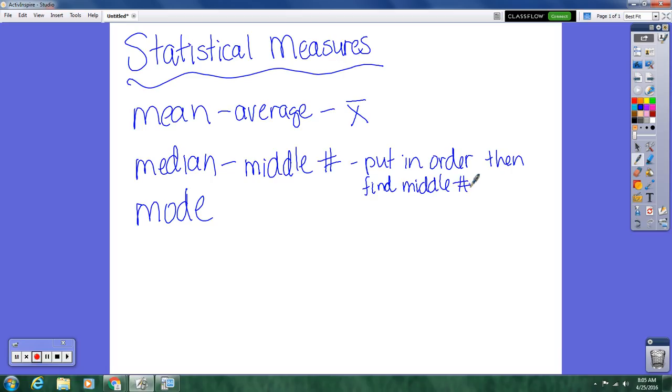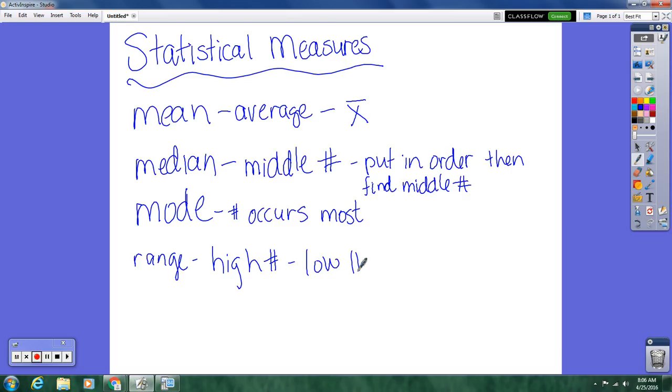Alright, and the mode. The most common, the number that occurs the most. And there can be more than one mode. And here's the one you're talking about, the range, which is the high number minus the low number. They also call this the spread, how far apart the numbers are, the spread of the data set. So all of those things you've done for a long, long time now.